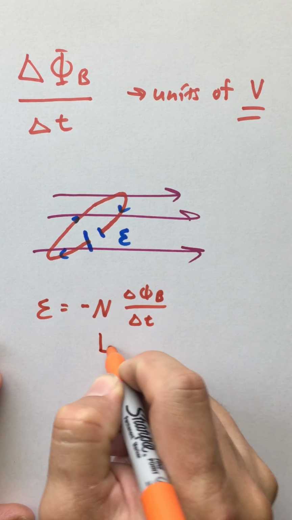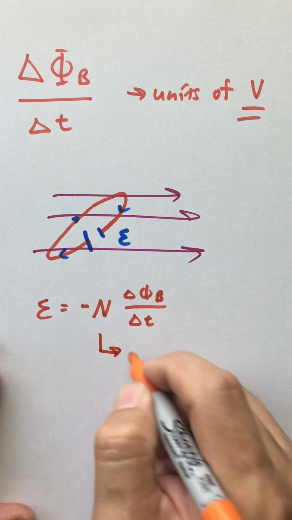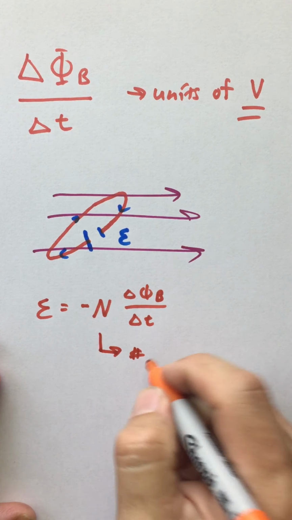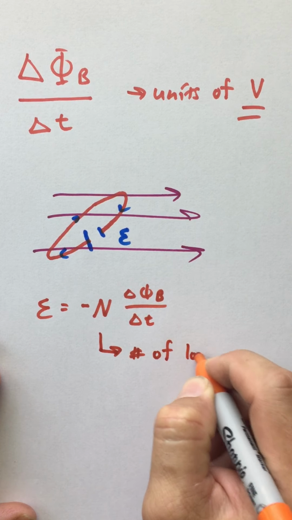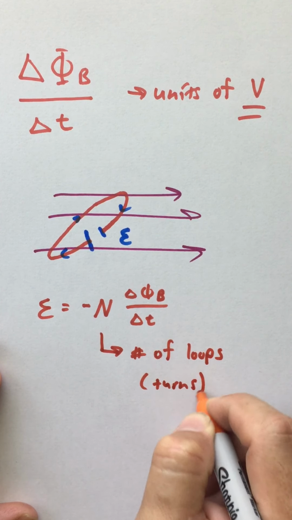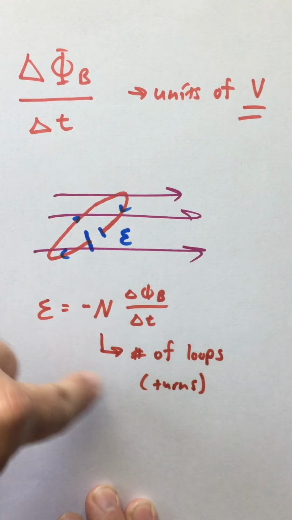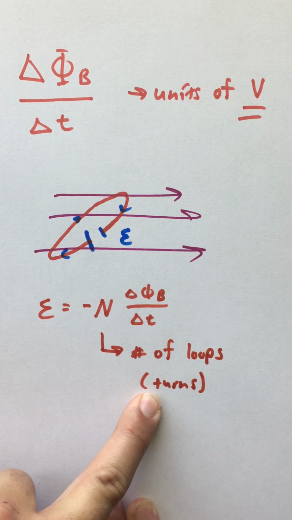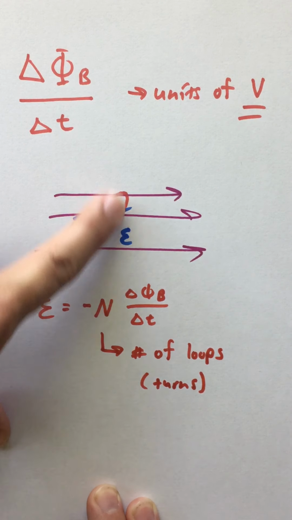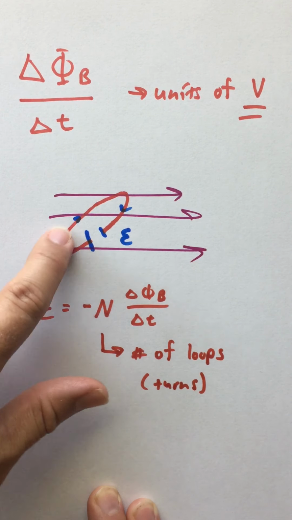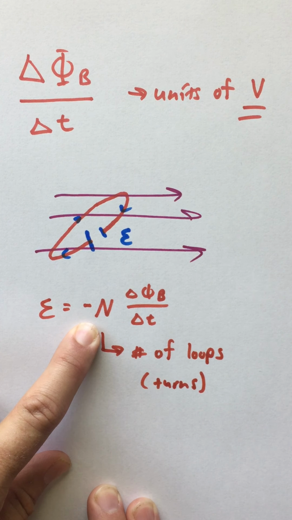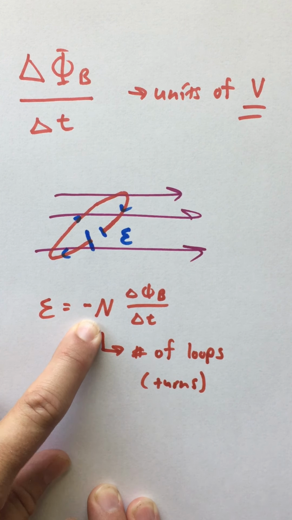This is just a recognition that I can have more than one loop here. The number of loops, some people will say the number of turns, because as it turns out, they make coils of wire and they call the number of loops the number of turns. So in this case N is 1 because there's only one here, but if I were to stack 5 of these on top of each other, then N would be 5 and I'd have to multiply the whole thing by 5, right? That's just what that is.